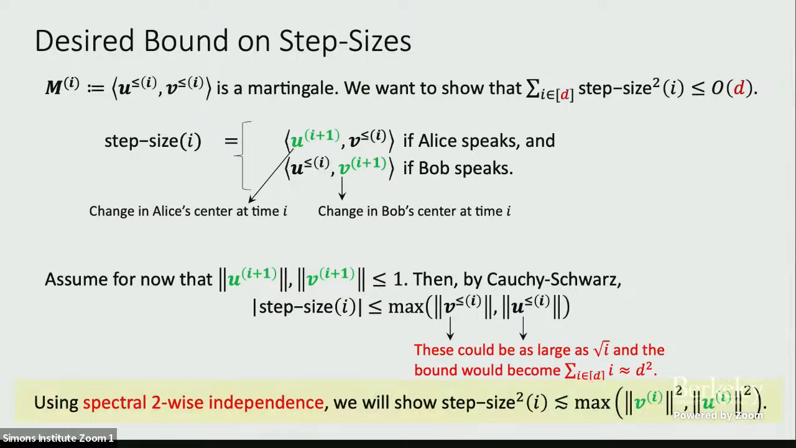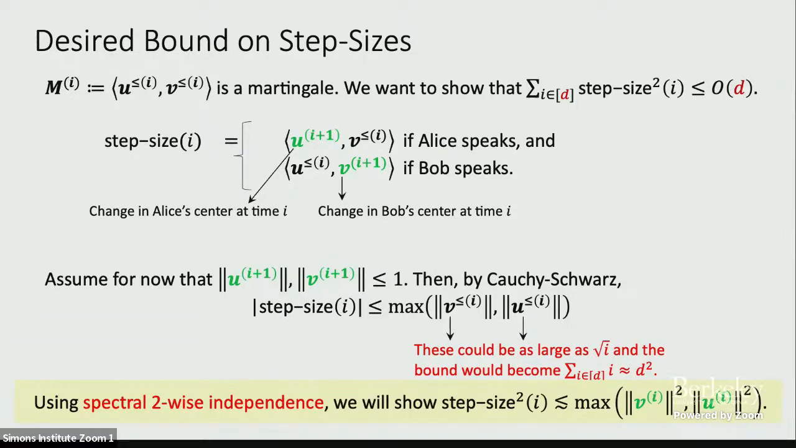And this is the key step. We're going to show that if Alice's and Bob's sets satisfy this nice spectral two-wise independence property, then you can bound the step size by the change in Bob's center and by the change in Alice's center in the previous round. This might look a little counterintuitive. We're looking at the step size at time i, and we're going to bound this by the change in Bob's center in the previous round. And similarly, we're going to bound this by the change in Alice's center in the previous round. If you can do this, then we're in good shape. If you add this up over all i, it's going to be at most order d.